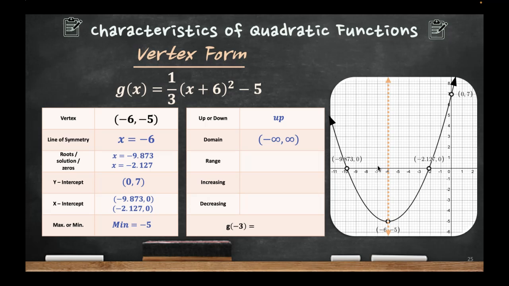Now the range, think about it. Do you have a max or min here? You have a minimum of -5. So when you do your range, put -5 in that left side and then you go to positive infinity. If you had a maximum, you'll put the maximum over here and then put negative infinity over here.